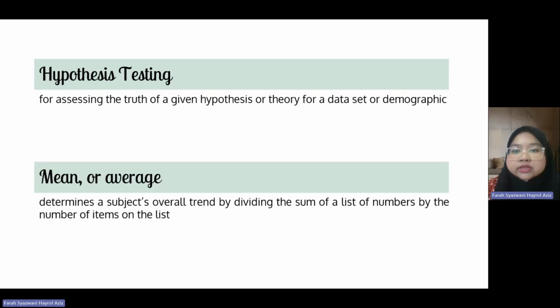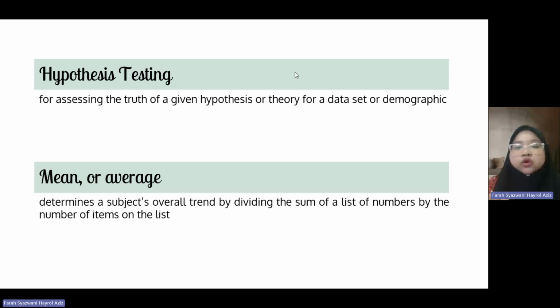Hypothesis testing is used for assessing the truth of a given hypothesis or theory for a data set or demography. Before you design your study, you will already have your hypothesis ready. In hypothesis testing, you will test whether your hypothesis is true or not by using a demographic study.